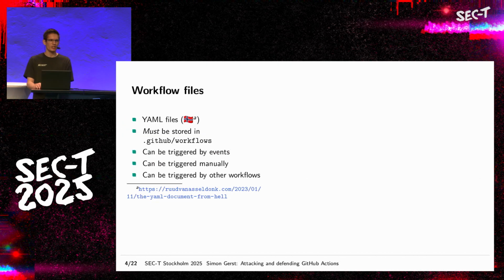The workflow files are written in YAML, have to be stored in a specific directory, and they can be triggered by many different events, or you can trigger them manually, or you can also do a cascade where one workflow triggers the next workflow.